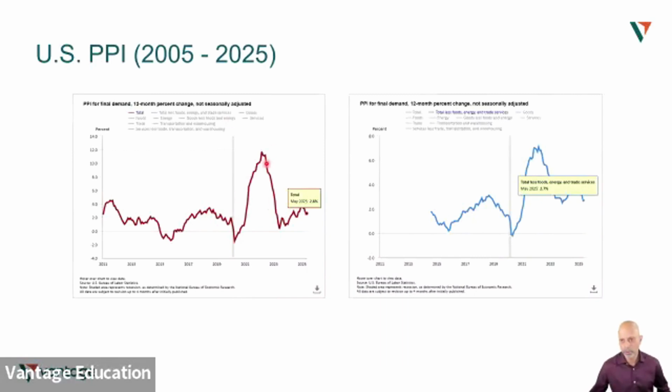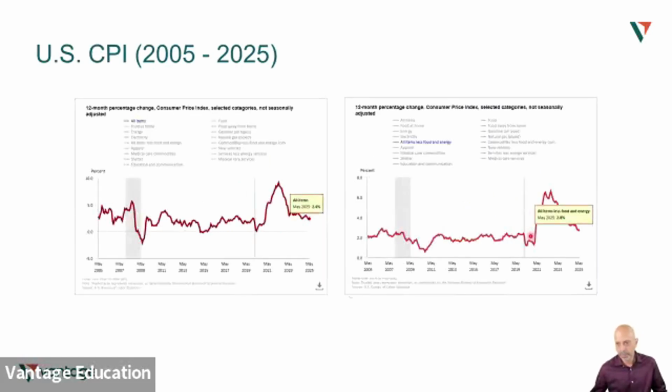PPI as well. We can see both headline PPI on the chart on the left and core PPI on the chart on the right. We can see both of them decelerating quite sharply at the end of 2022 and for most parts of 2023. However, we've seen both of these indices start to accelerate once again, mostly throughout 2024. However, now we're starting to see some deceleration gain traction.